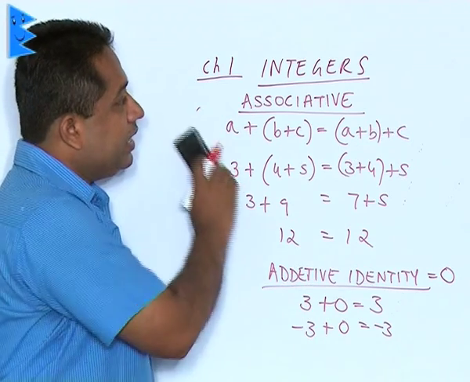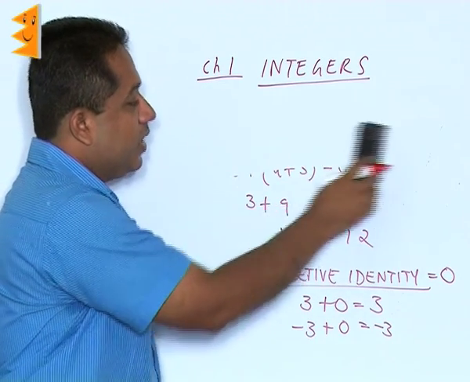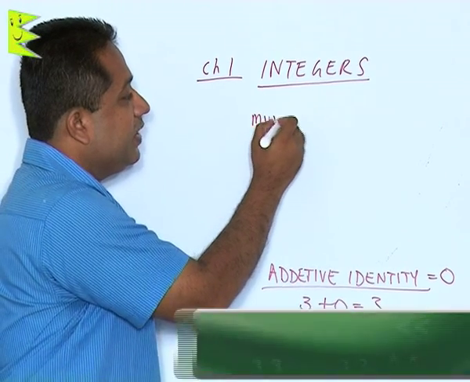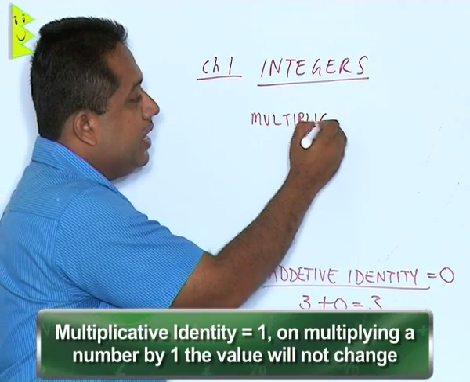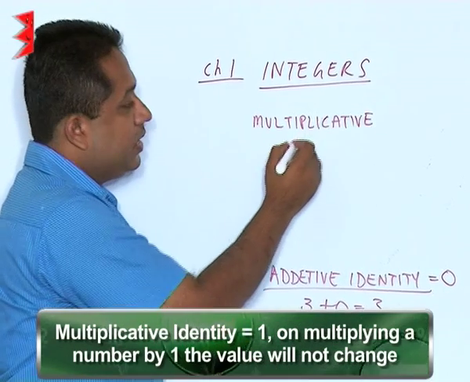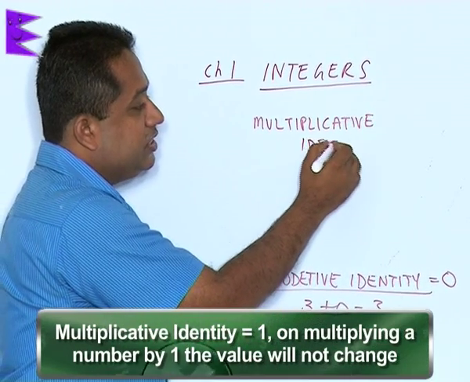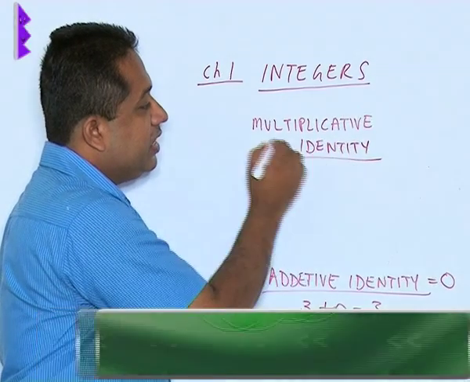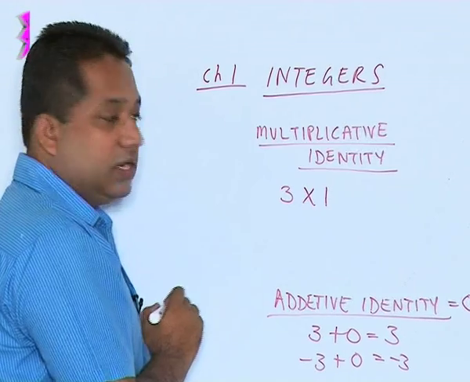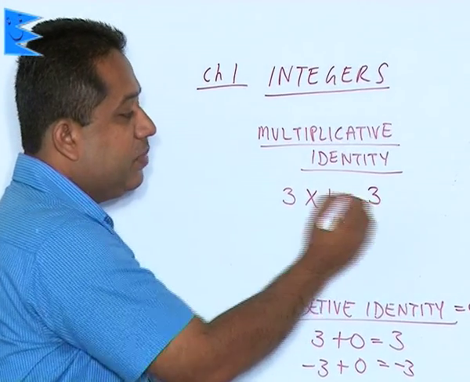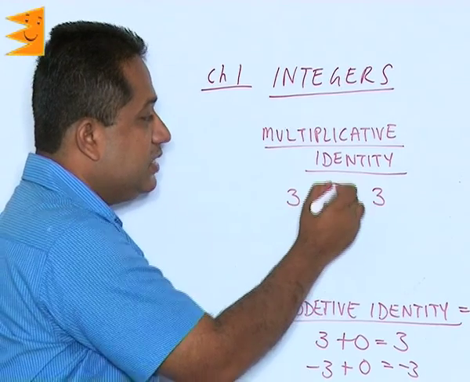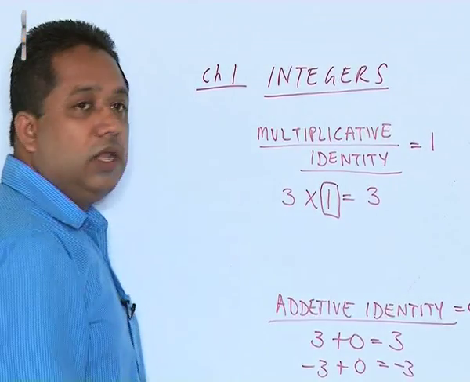And the multiplicative identity is 1. The meaning of multiplicative identity is that when I multiply a number by 1, I am going to get the same number. The value is not changing. Now let us take a few examples. If I take 3 and multiply it by 1, what happens? I get the number itself, that is 3. So I can say that 1 is the multiplicative identity for all numbers.